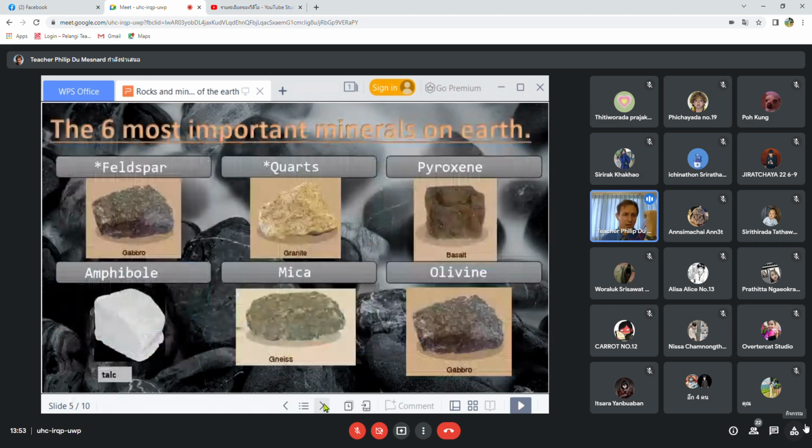Okay, so there are many minerals. There's about 2,000 minerals. Here's just the 6 most important ones. So we have feldspar, quartz, pyroxene, amphibole, mica, and olivine. And these are the rocks that have these minerals, but there are also other rocks that have these minerals. And we can see in this rock, it's called gabbro. Actually, it has 2 minerals. It has feldspar inside, and also olivine inside.